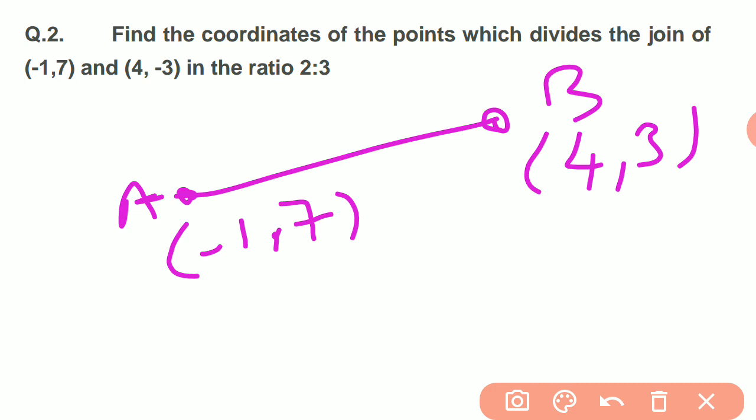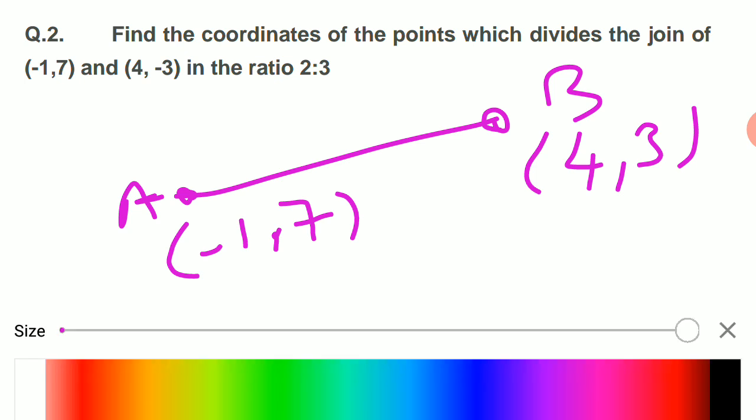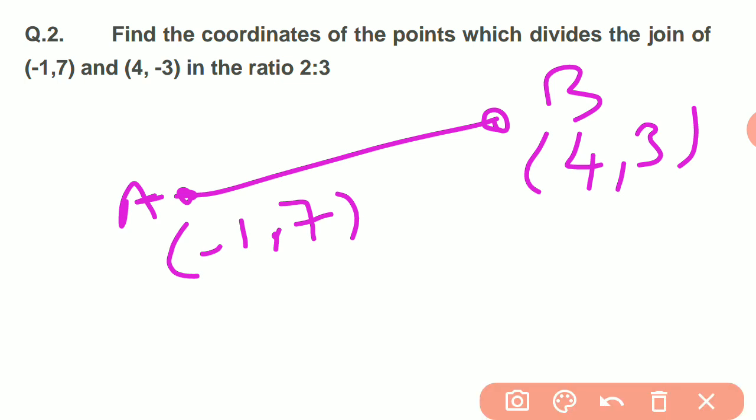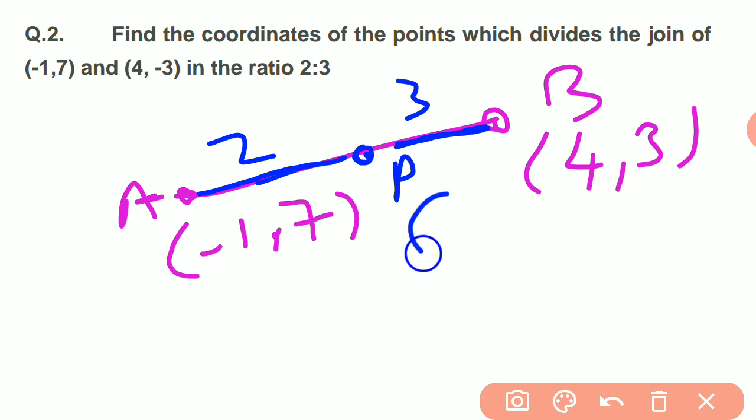and a point P divides this line in the ratio 2:3, that is from here to here this is 2, and from here to here this is 3 portion. P divides the line AB in the ratio 2:3. Then our aim is to find the coordinate of P. Suppose this coordinate is X and Y. So using the section formula we will find the coordinate of this point P.